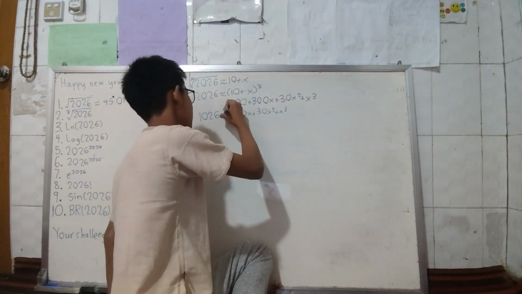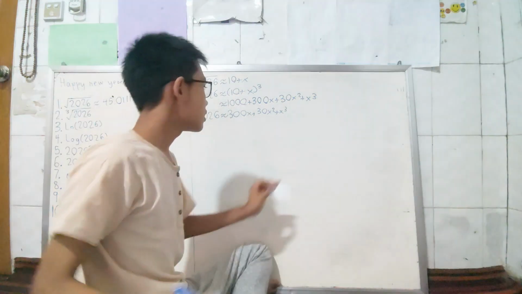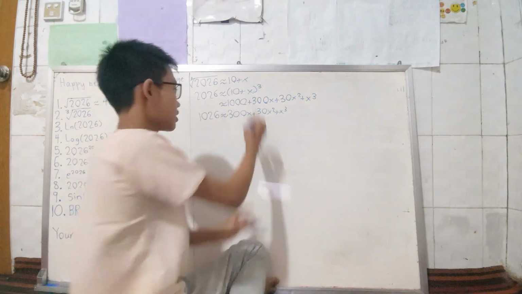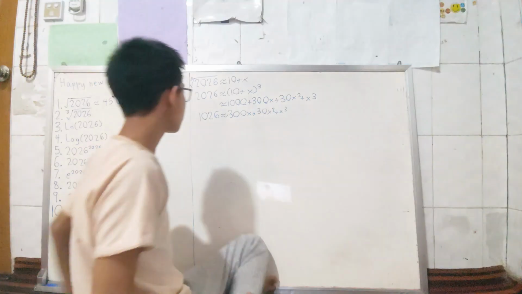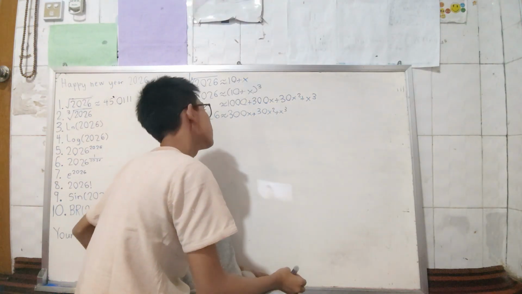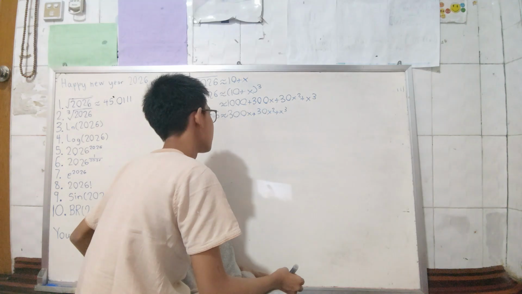Sorry, that's not right. So we're gonna find the nearest integer value, which is still less than this. So I'm gonna find the nearest integer value. So what's that gonna be?